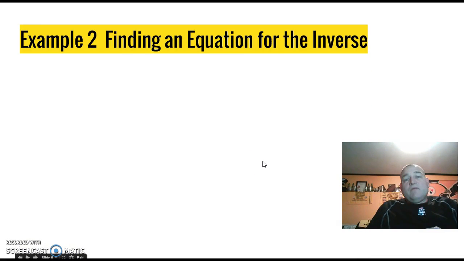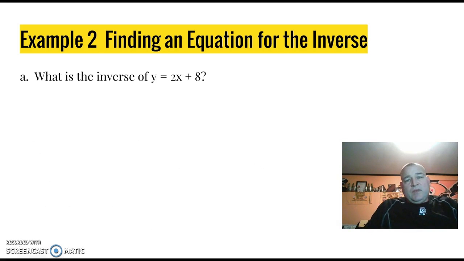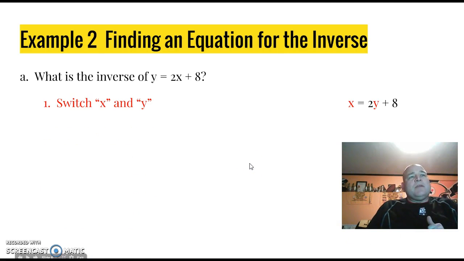Finding an equation for the inverse. What is the inverse of y equals 2x plus 8? Well, first of all, notice that y equals 2x plus 8 is a linear function whose domain is going to be all real numbers. So the first thing we do, just like when we find any inverse, is we switch the x and the y. So x equals 2y plus 8.